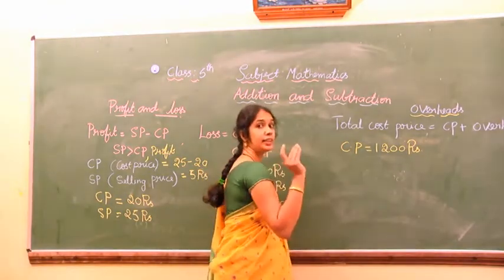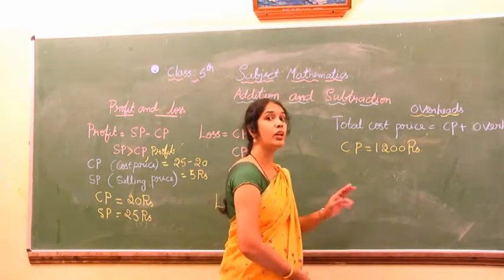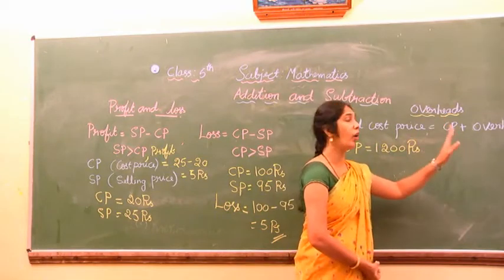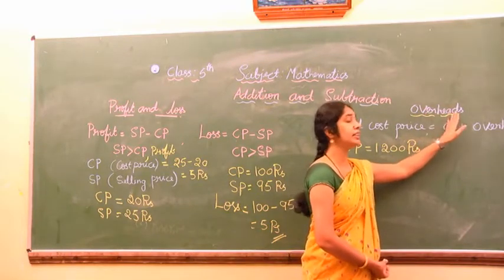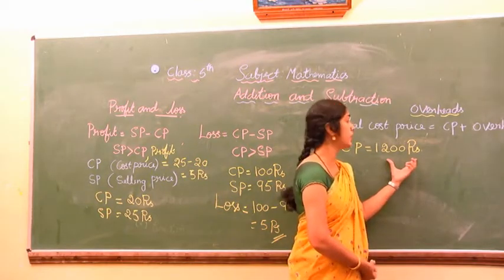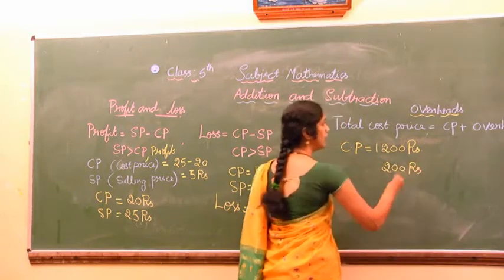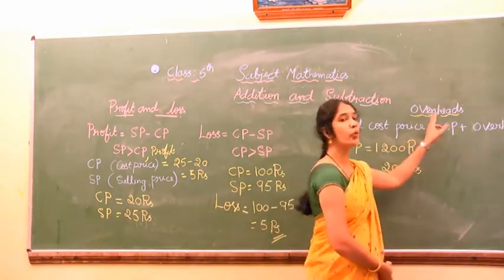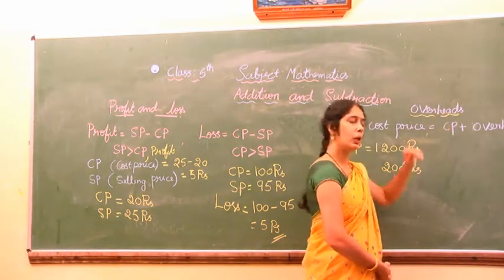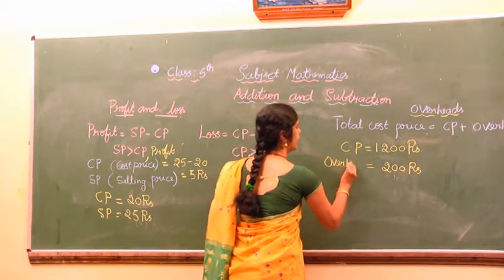That means that is the extra charge. Cost price is 1200 rupees. For repair itself, it costs 200 rupees. We will call it extra charges, extra expense, overhead. How much extra expense? 200 rupees. So we will call it overhead, extra expense.